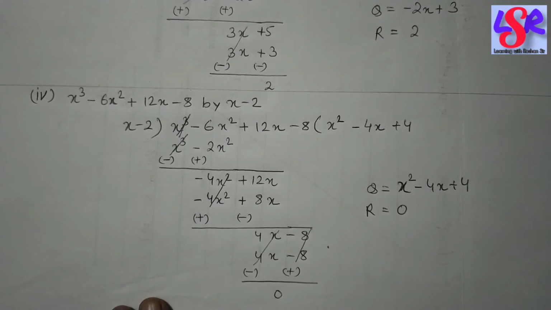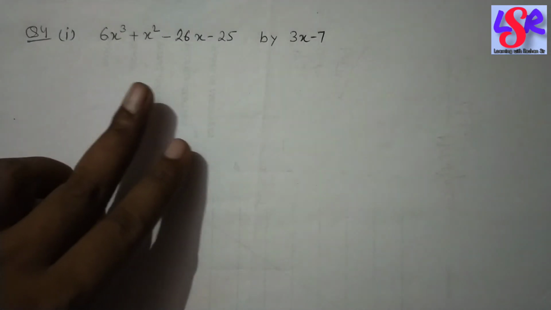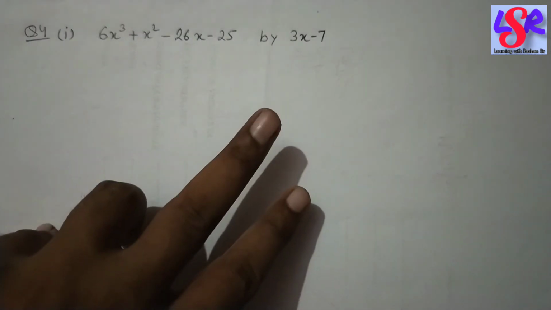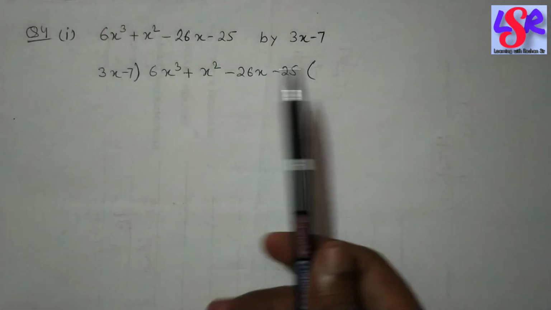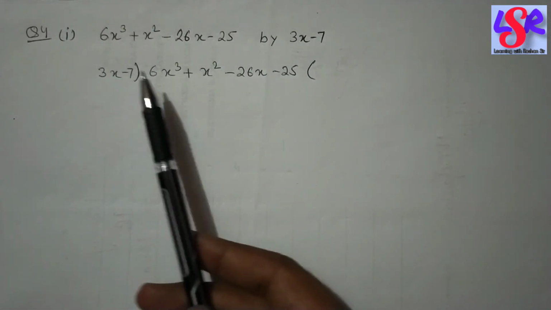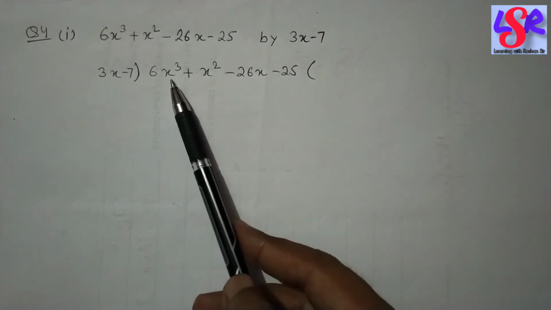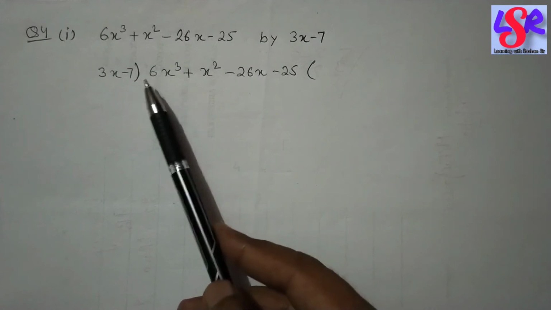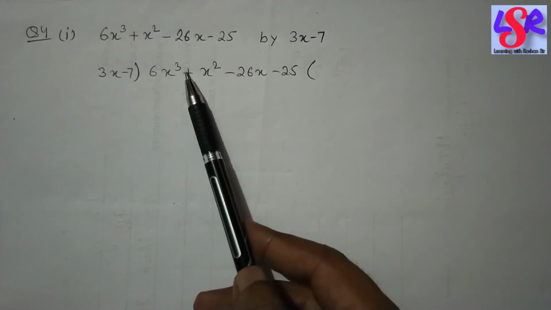Now let's move to question number 4. Here we have question number 4. In this again, we have to divide this polynomial by a binomial. Here we have written this in this form, where this one is the divisor and this one is the quotient. Now we'll see what we multiply in 3x to get 6x cube. So we get 2x square. On multiplying 3x by 2x square, we get 6x cube.